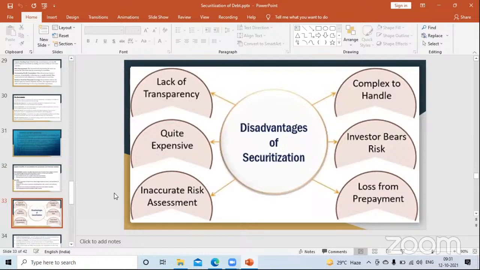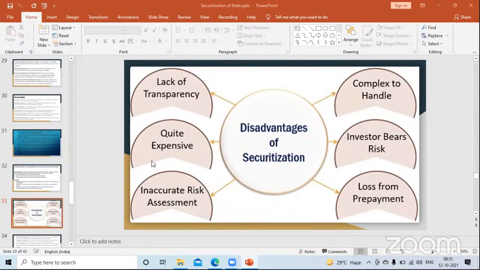There are a few disadvantages also. Every coin has two sides, right? So if we have some advantages, disadvantages will also be attached. Let's see a few of them. Lack of transparency. Now there is a bit of a problem of transparency. There is no transparency system here. So you will not be able to come to know which type of asset is there and which is not, or how old the asset is. You will not be able to know that.